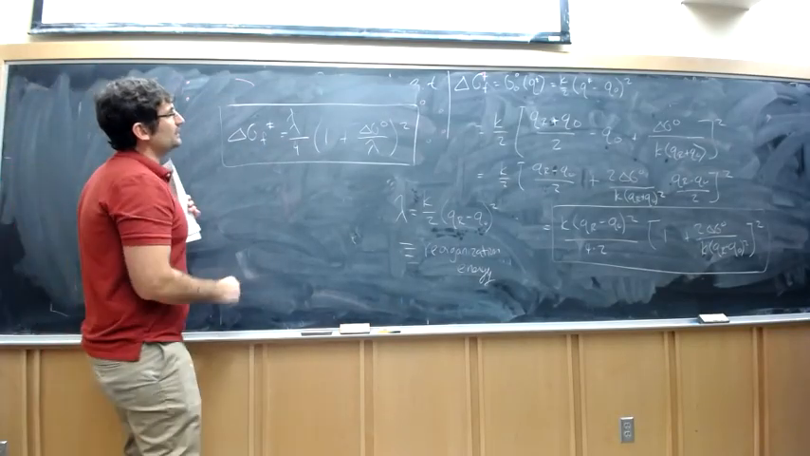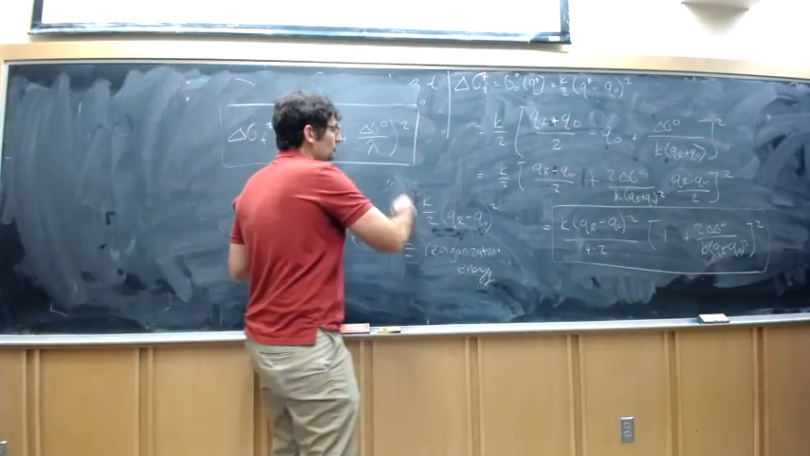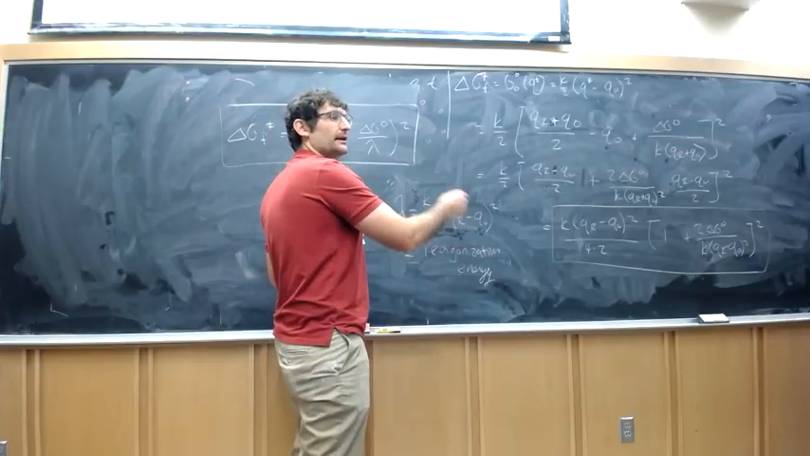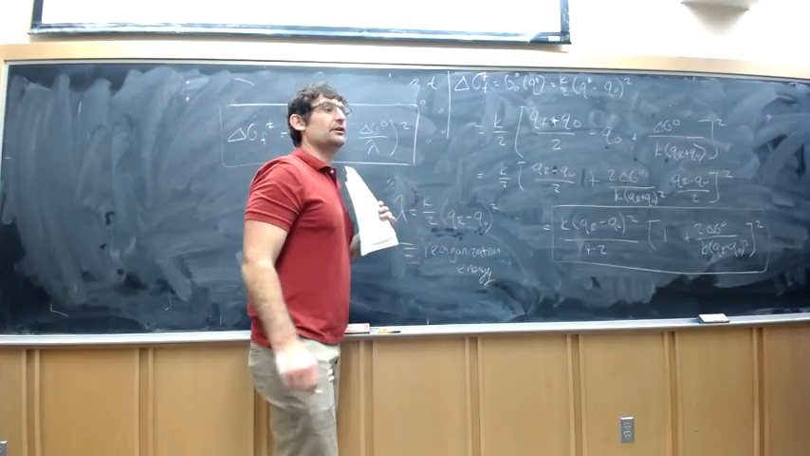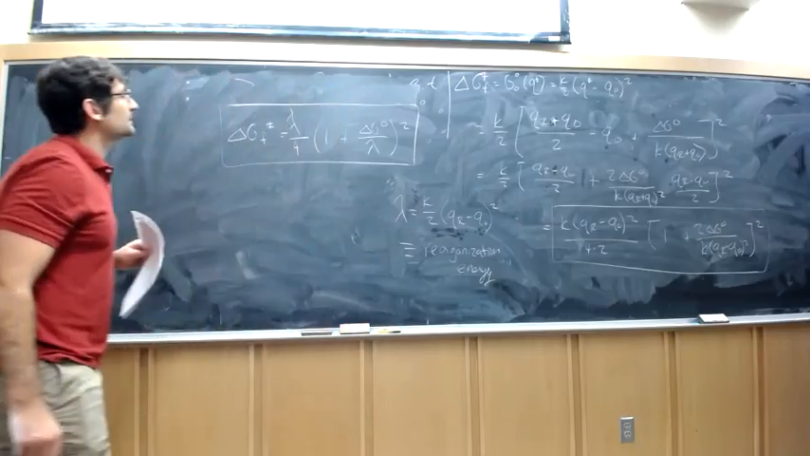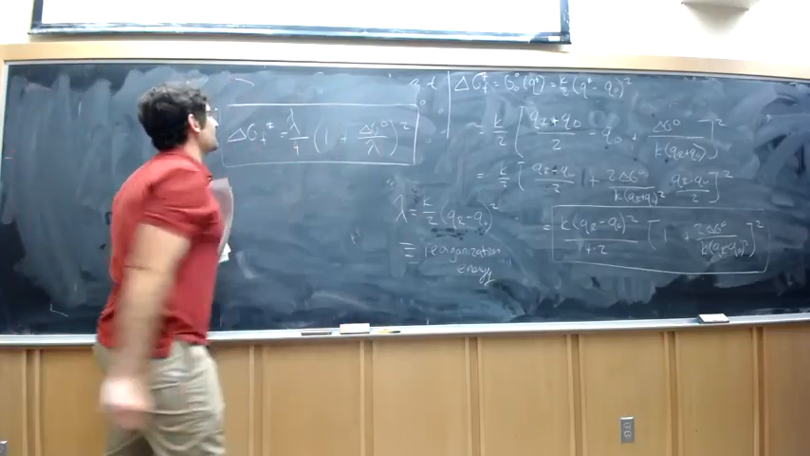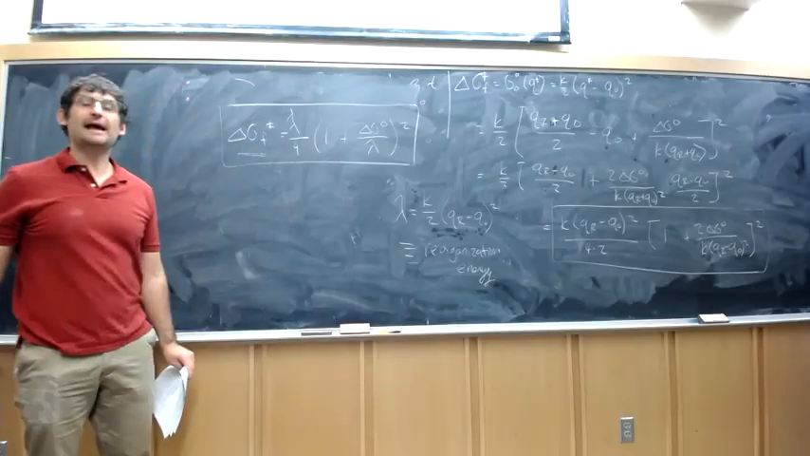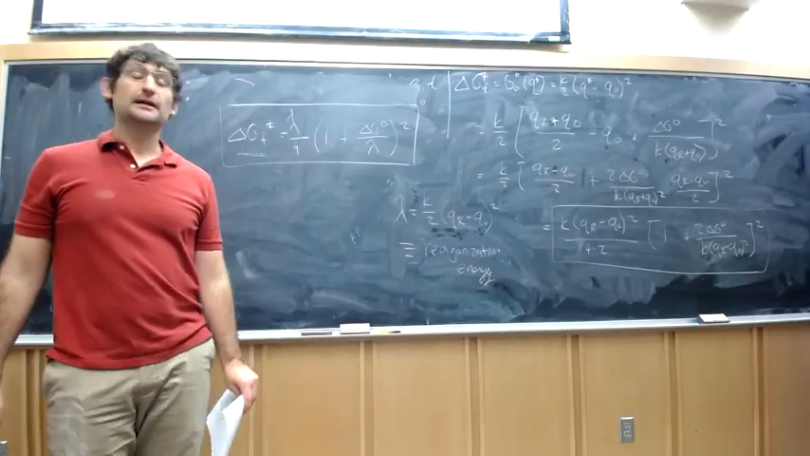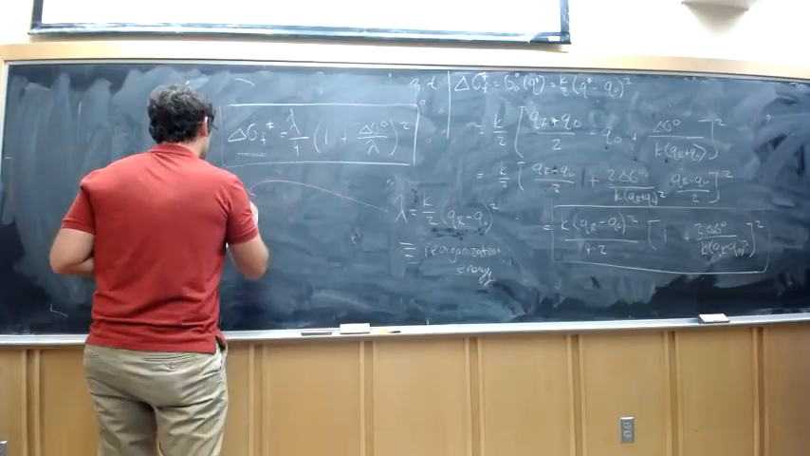And what's nice about this is lambda is related to molecular properties. You can in principle calculate these things based on simple theories of molecular properties. And delta G naught is thermodynamic. So it gives you a way to predict what the activation barrier is for a reaction based on things you can actually calculate.